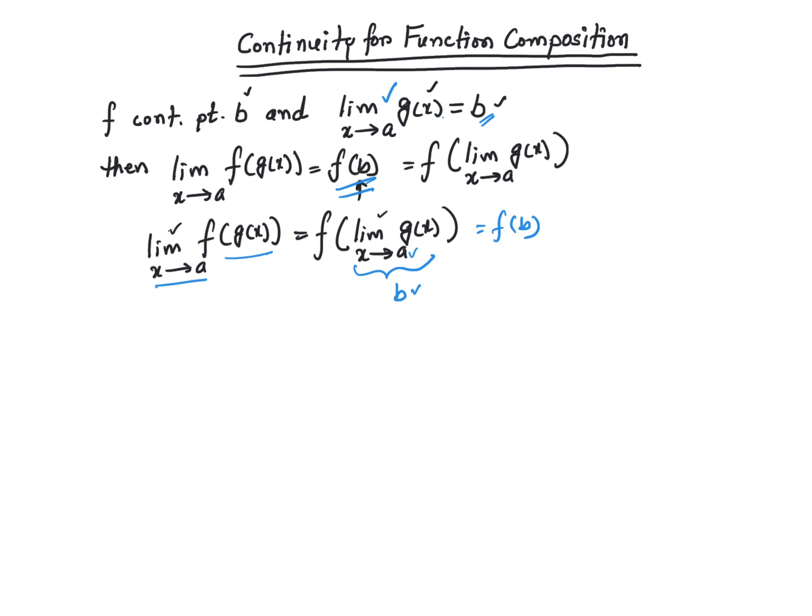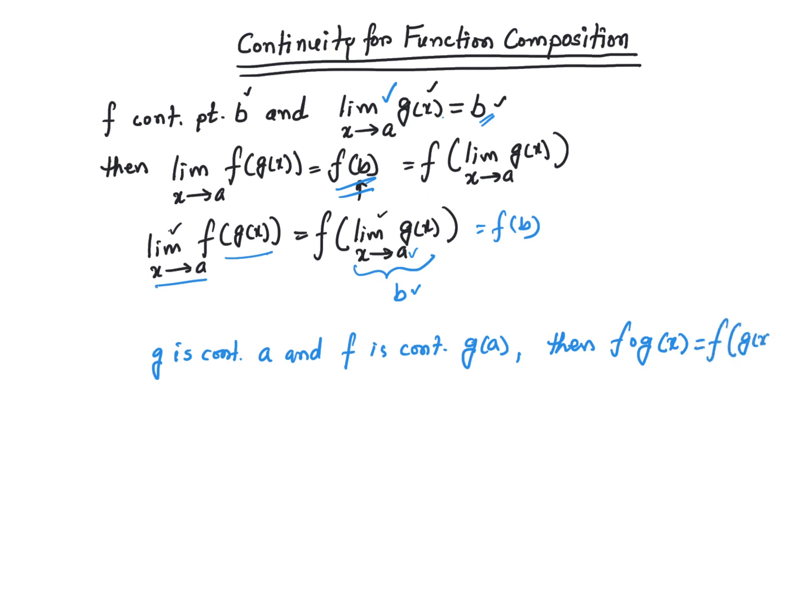Let me go ahead and extend this idea. Let's consider a function g which is continuous at some point, let's call it a. So that means the limit as x approaches a of g of x is equal to g of a. And also, f is a function which is continuous at g of a. Then it must be the case that the composition of these two functions, f composed with g of x, which is defined by f of g of x, is continuous at point a.